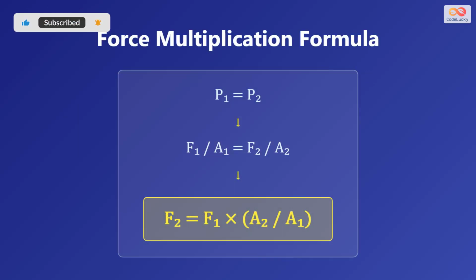Now let's derive how force gets multiplied. Starting with P1 equals P2, we substitute the pressure formula. This gives us F1 divided by A1 equals F2 divided by A2. Rearranging this equation, we get F2 equals F1 multiplied by A2 divided by A1. This is the force multiplication formula. Notice that if the output area A2 is larger than the input area A1, the output force F2 will be greater than the input force F1.